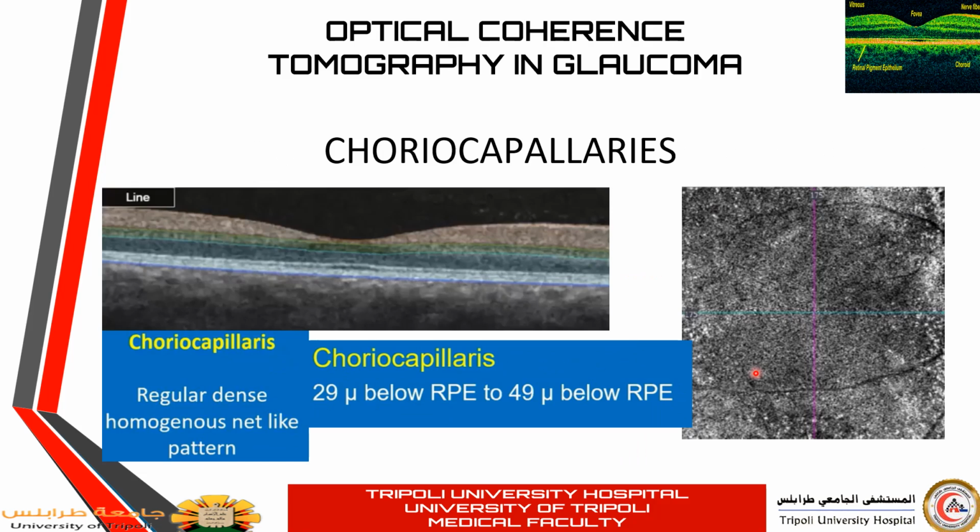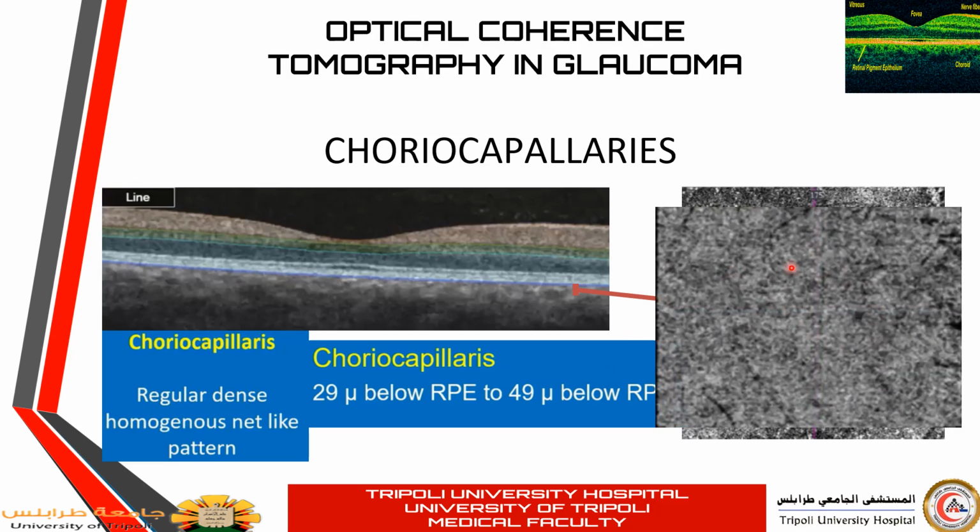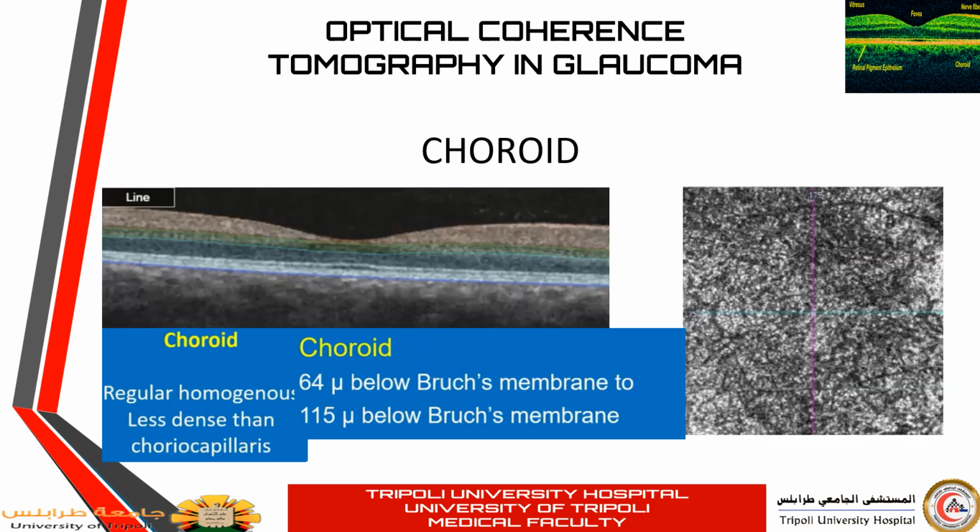The next map is the choriocapillaris, which extends below the RPE between 30 to 50 microns. This is the area showing the choriocapillaris, as you can see in this picture. It shows a homogeneous, network-like appearance. The final layer is the choroid, which extends between 64 microns up to 115 microns below Bruch's membrane. Okay, this is the area of the choroid.